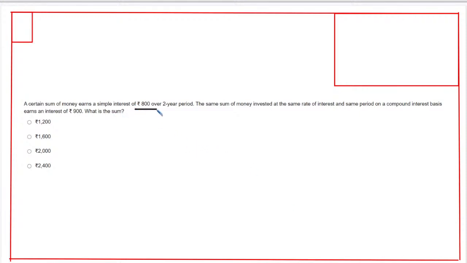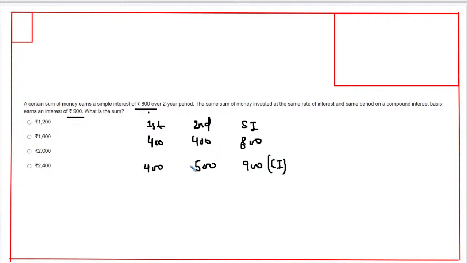Certain sum of money, simple interest of 800 and compound interest of 900. So 800 is divided into two parts, 400 and 400. In the first year, it is 400. In the second year, it is 500. Then it is 800 for simple and 900 for compound, so there is an interest difference of 100. So the rate of interest is 25%. Sum of money is how much? So 25% corresponds to 400, so 100% will correspond to 1600. Second option.